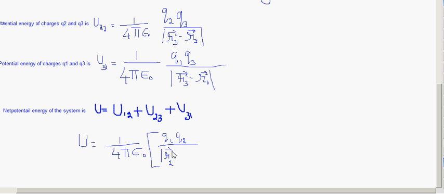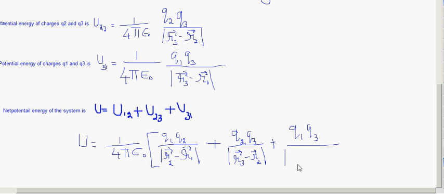plus Q2 Q3 divided by the magnitude of R3 minus R2, plus Q3 Q1 or Q1 Q3 divided by the magnitude of R3 minus R1.